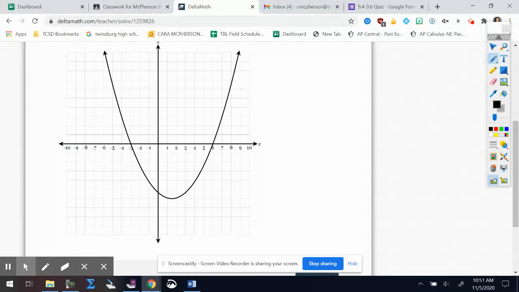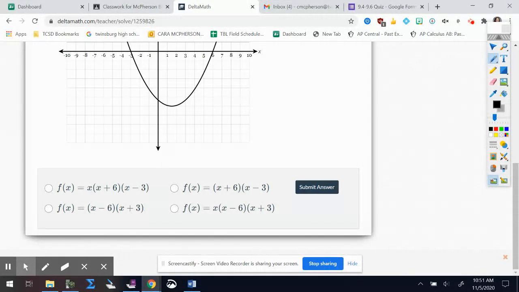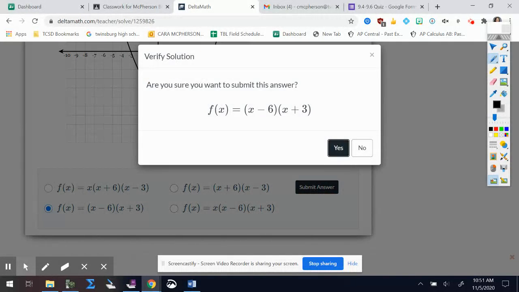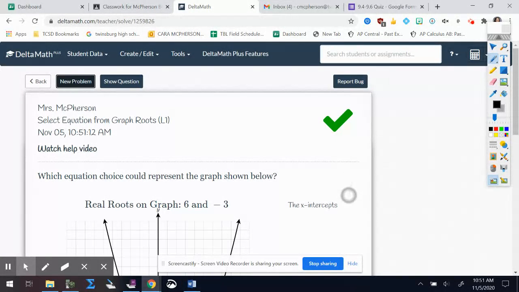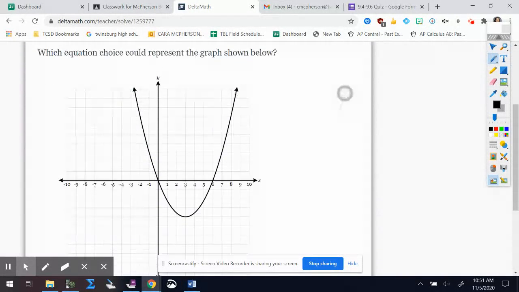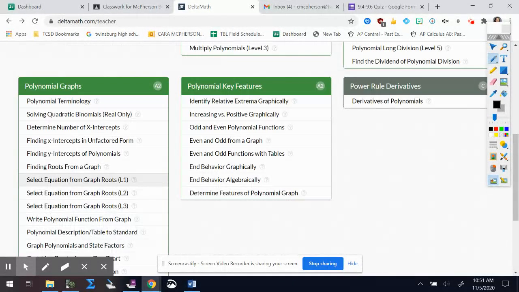You will have ones that are really fast, like this is a parabola. It only goes through -3 and 6, so you're only looking for something that has an x plus 3 and an x minus 6. X plus 3 and x minus 6. That's that one. So these are going pretty fast. I don't think there are any that we have to worry about repeated. Okay, let's go to another section here.